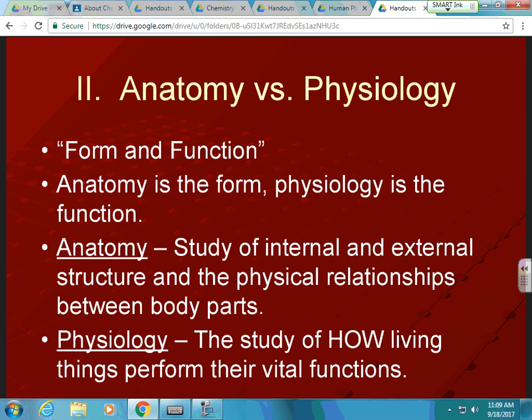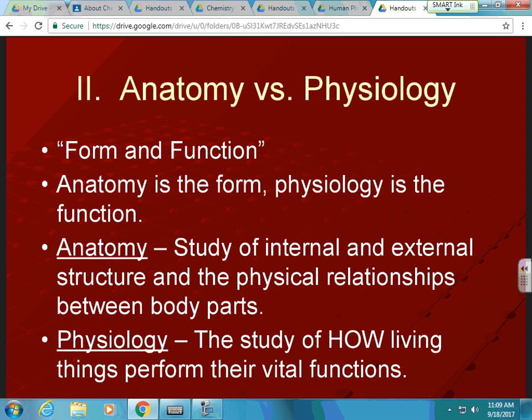Anatomy is like the structure. So say what a body system consists of, or what does an organ look like? Where is it located in the body? What does the inside of this organ look like? The things that you would be studying through dissection is really anatomy.